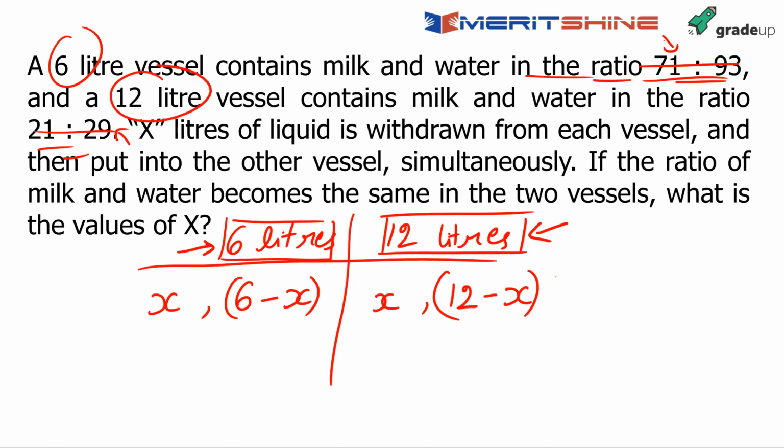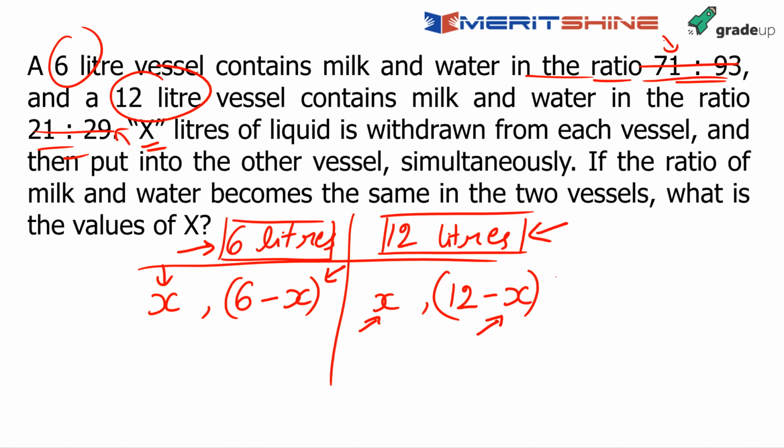What I have to do is pick x liters from each. So, if I pick x liters from the first one, I will be left with 6 minus x. I think this is fine with everybody. Look at the second one. I pick x. What would I be left with? 12 minus x. I took x from the first, 6 minus x is left; I took x from the second, 12 minus x is left.